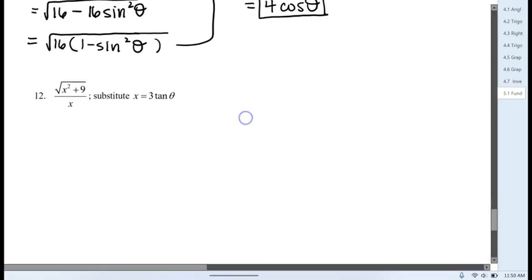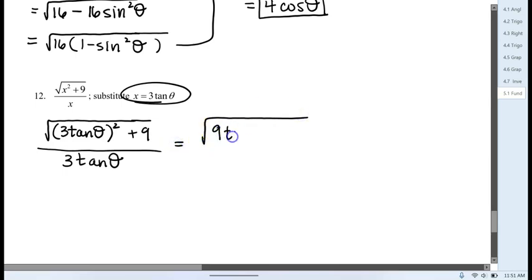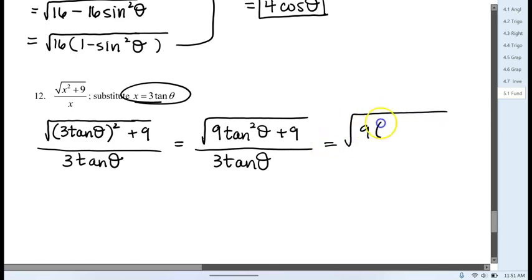Now let's look at example 12. We're given the substitution here. Let's substitute this in. So I have 3 tan theta squared plus 9, all under the square root, and that's divided by x, which is 3 tan theta. Let's square the 3 and square the tan. So you'll notice a theme in problems like these that we should always be able to factor something out under that square root. Notice how here I'm factoring out the 9.